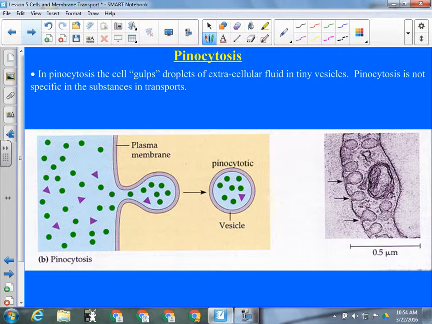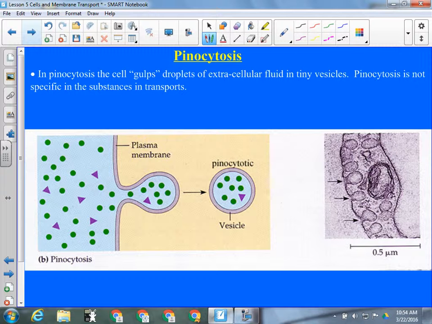All right, pinocytosis, mechanically, is the same as phagocytosis, except it's not engulfing a solid, it's engulfing fluid, in order to get a fluid balance reestablished quickly. Under an electron microscope, it looks like this. You can actually see the membrane folding in and trapping a whole bunch of fluid in each one of those things.